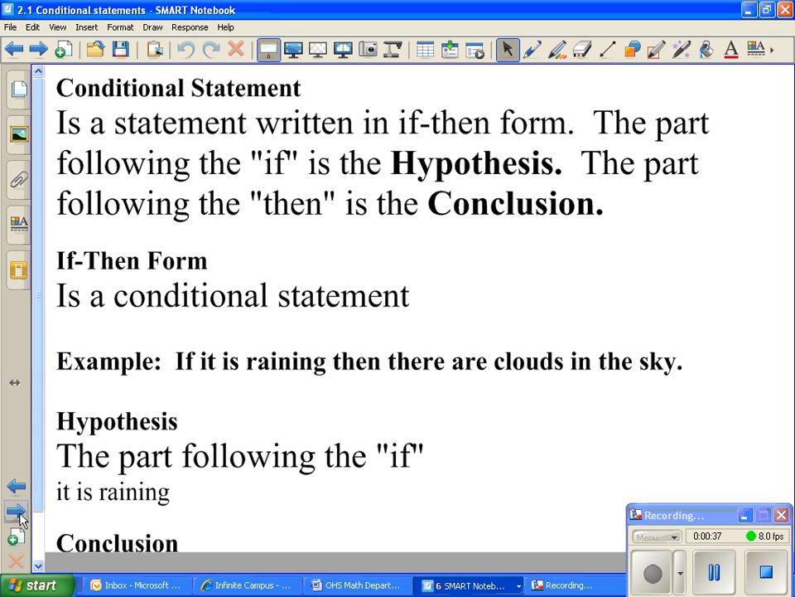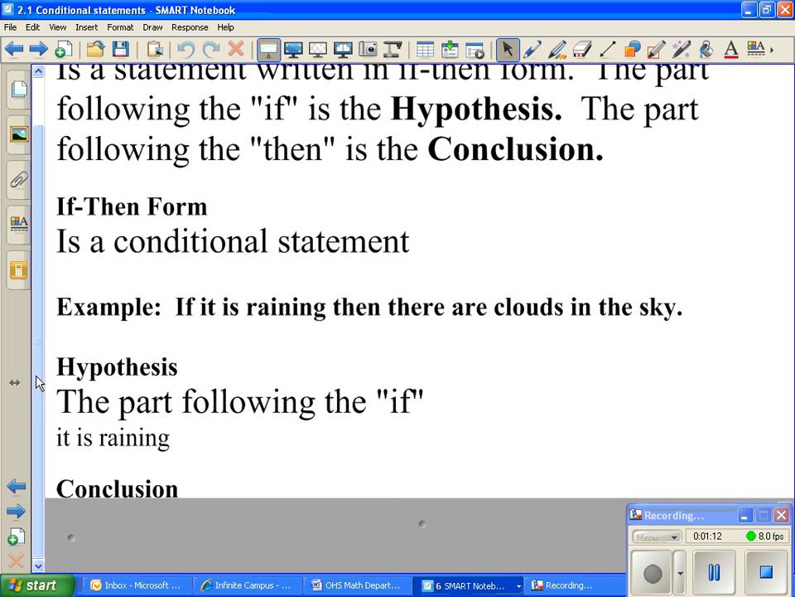So if I said, if it's cloudy outside, then it's raining. It's a conjecture I made up. If it's cloudy outside, then it's raining. It's not always true, but the stuff after the if, it's cloudy outside, is my hypothesis. The information after the then, it's raining, is my conclusion. Not the word then, but it is raining is my conclusion.